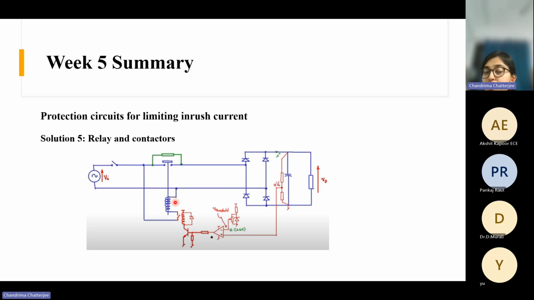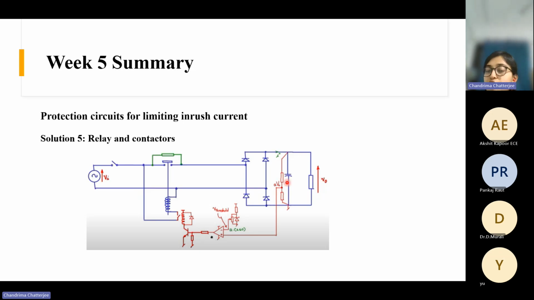Now this coil gets energized, because the supply voltage appears across this coil, and it will pull the contactor. Now as the contactor is pulled, this resistor gets bypassed, and the current will flow through this path. It will not flow through this path. So only when there is some voltage already built up across this capacitor will this contactor get pulled. That is the operating principle.